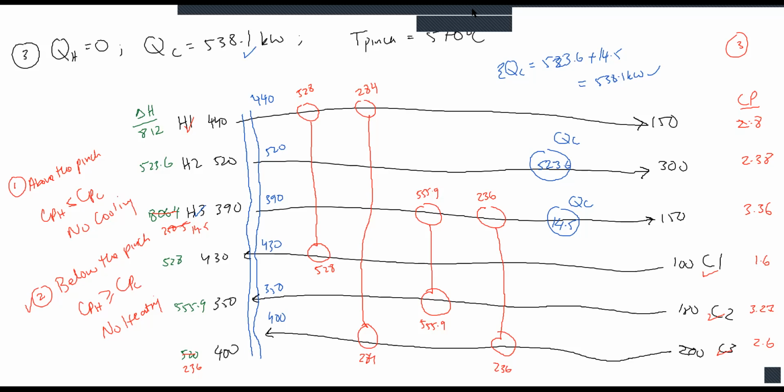Okay, let's clear the screen now. Let's do number 4. Let's have a look at number 4. And again, number 4 is one of the problems which requires splitting a stream to make it work. But we're going to go through the steps and see how we're going to do this. So for problem number 4, I have 2 hot streams and 2 cool streams.